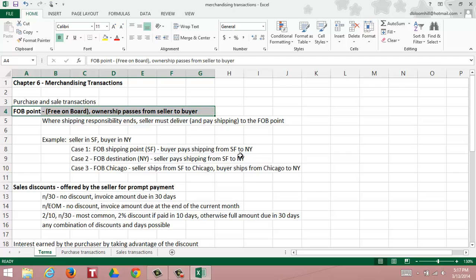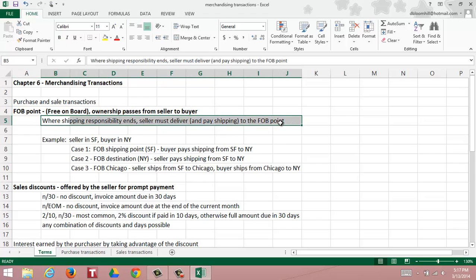So once the goods have passed the FOB point, the seller has earned the revenue and can record it at that point, and the buyer has incurred the purchase and can record it at that point. Very important to determine the cutoff procedures at the end of the month. Also, the FOB point is where the shipping responsibility ends. The seller must deliver and pay shipping to the FOB point.